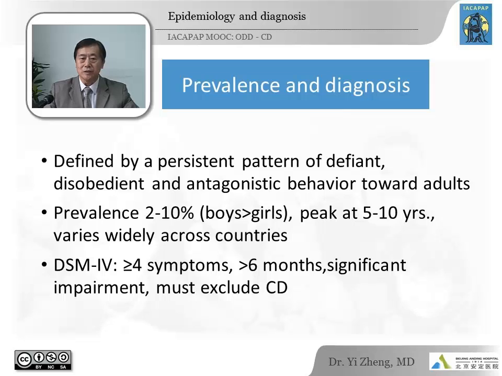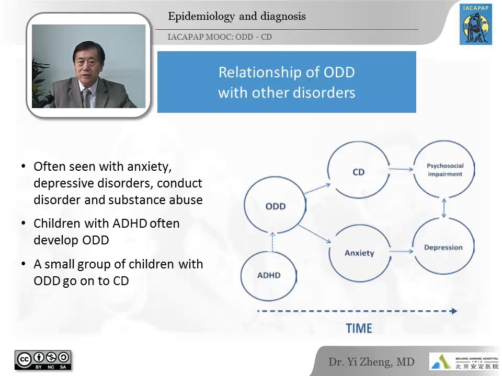The diagnosis of ODD is made clinically according to DSM-4. The child must manifest 4 or more of the symptoms listed in the previous slide, and the duration of symptoms must be at least 6 months with significant impairment. Conduct disorder must be excluded before ODD is diagnosed. The relationship of ODD and CD or other mental disorders, particularly ADHD, is complicated.